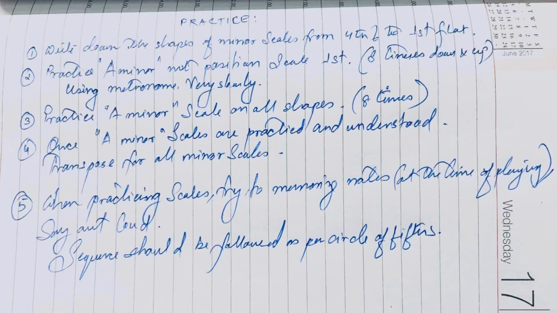We come down to the practice session. In this lesson, the first practice is to write down the shapes of minor scales from 4th flat to 1st flat. So all the shapes, you have to write it down. You can choose the way I have written, or you can choose your own way if you want, but make sure they are correct.